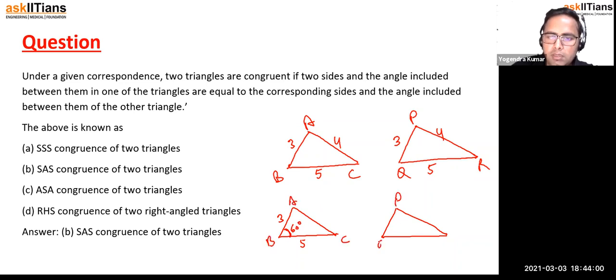Now here P, Q, R. This is 3, this is 5, and this is 60. Now how much this side is, we don't know, but we know the angle. That is what is given. So we can say they are congruent. And which is the congruency? SAS congruency. Two sides and the angle included by those two sides are equal, right? So this is what is happening here.